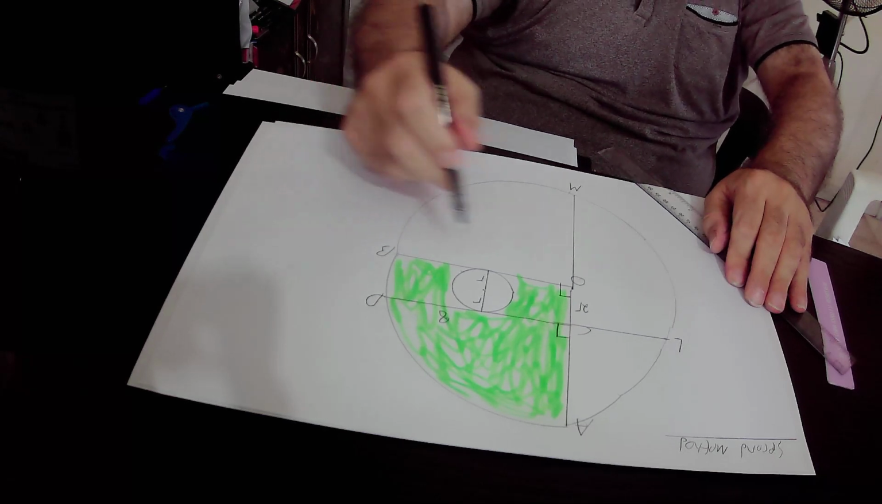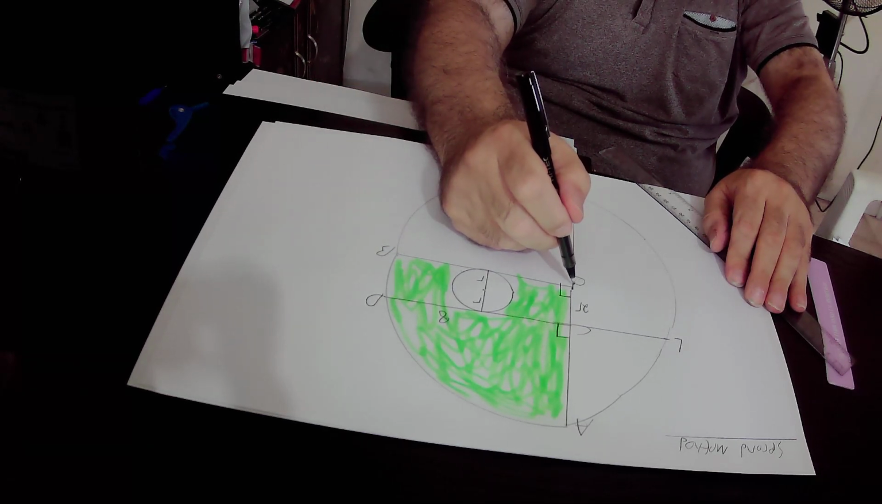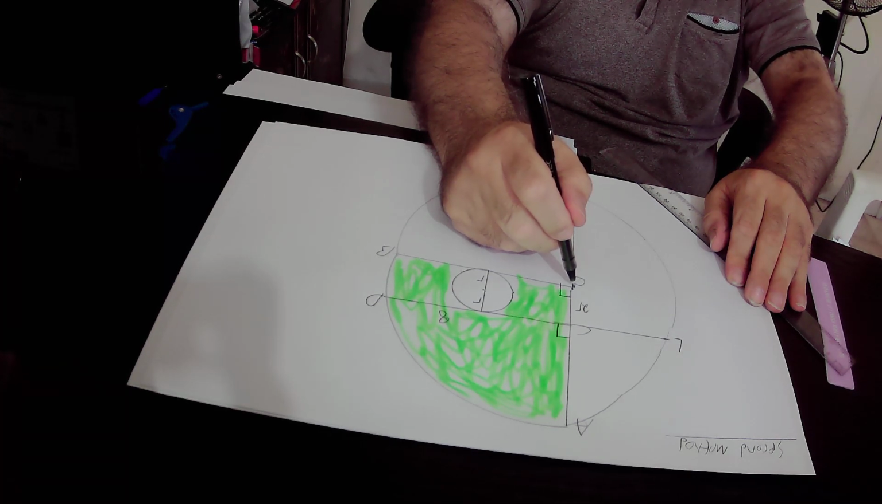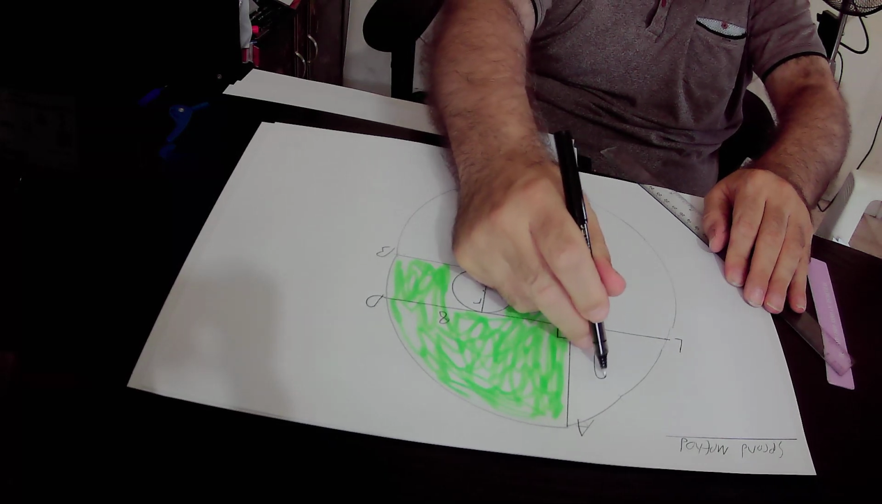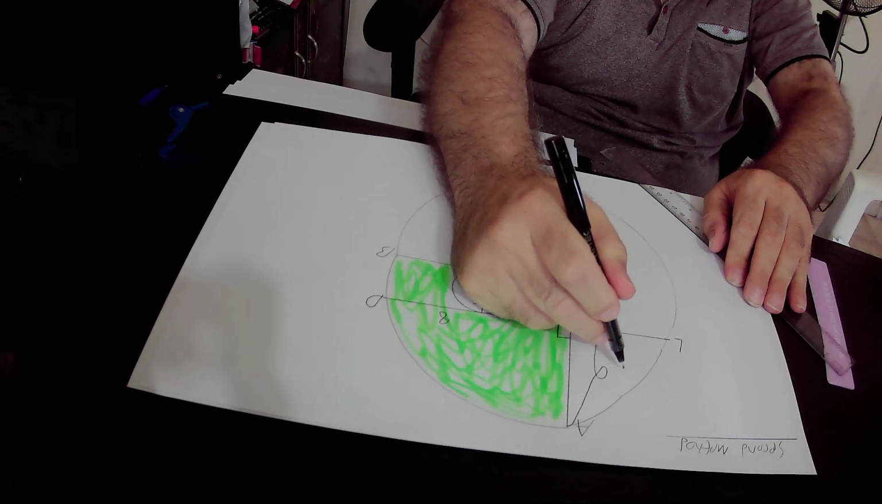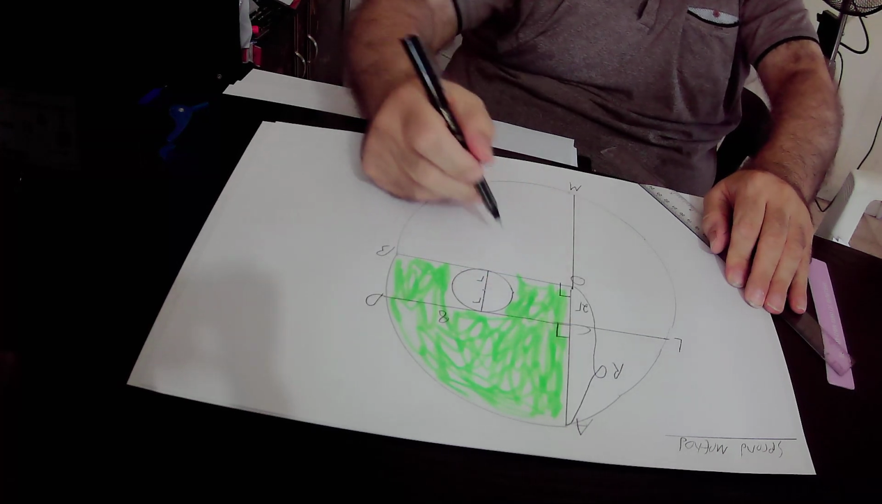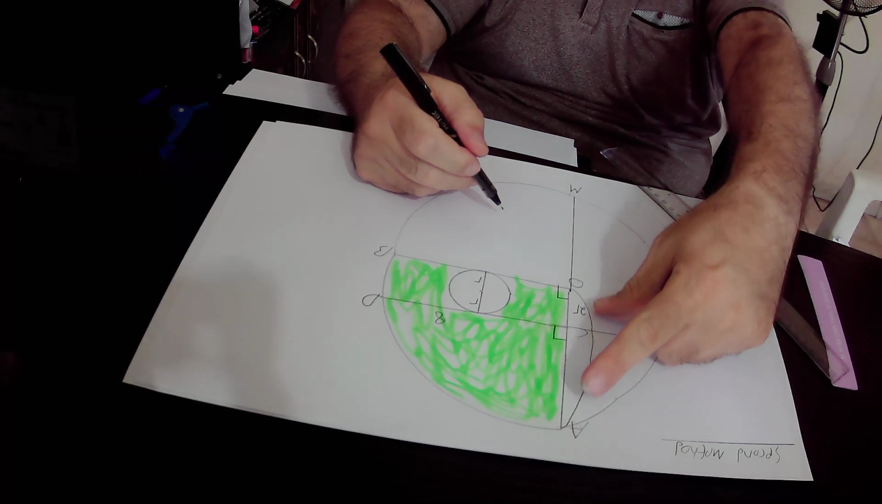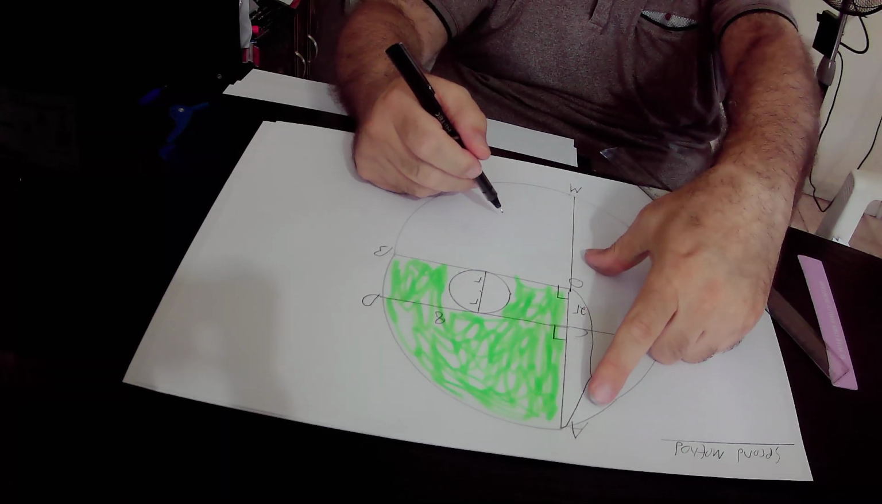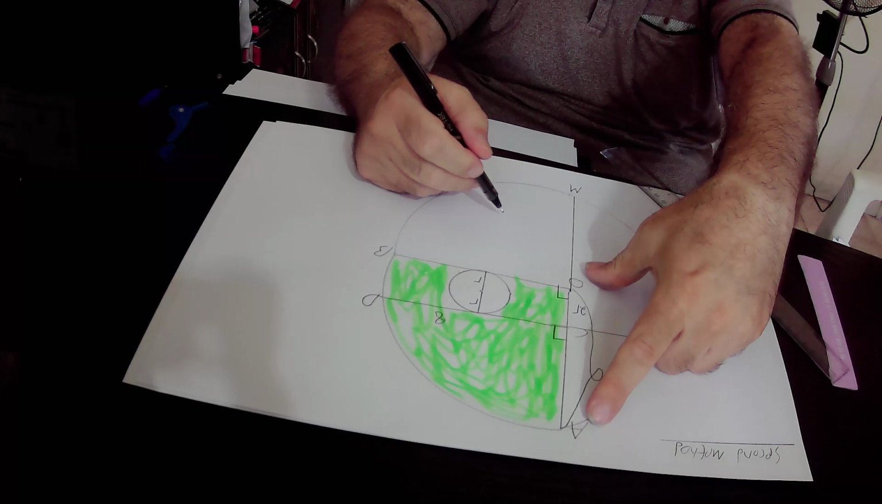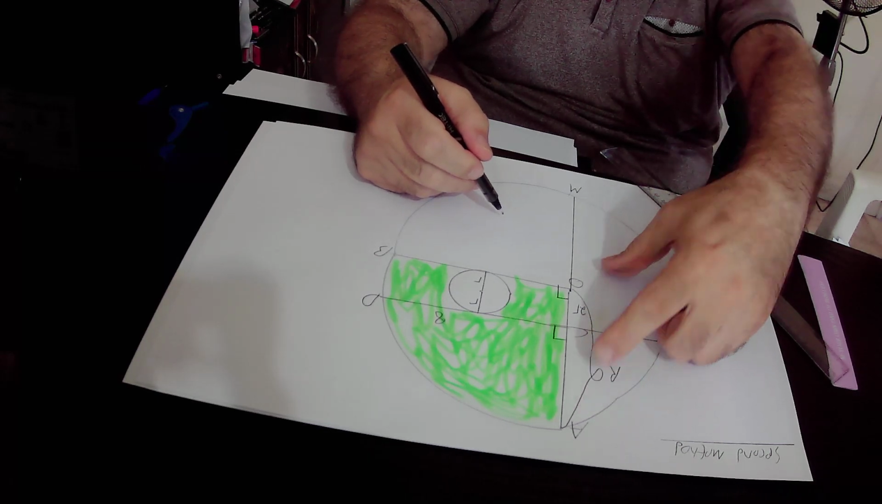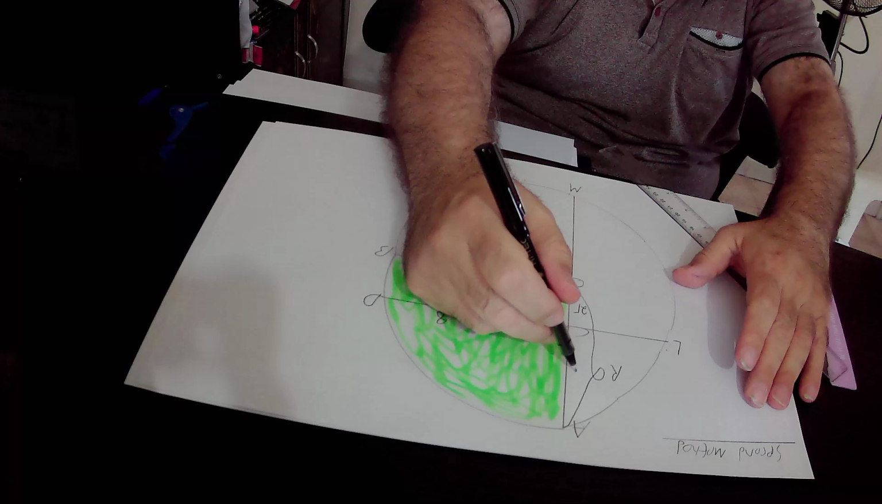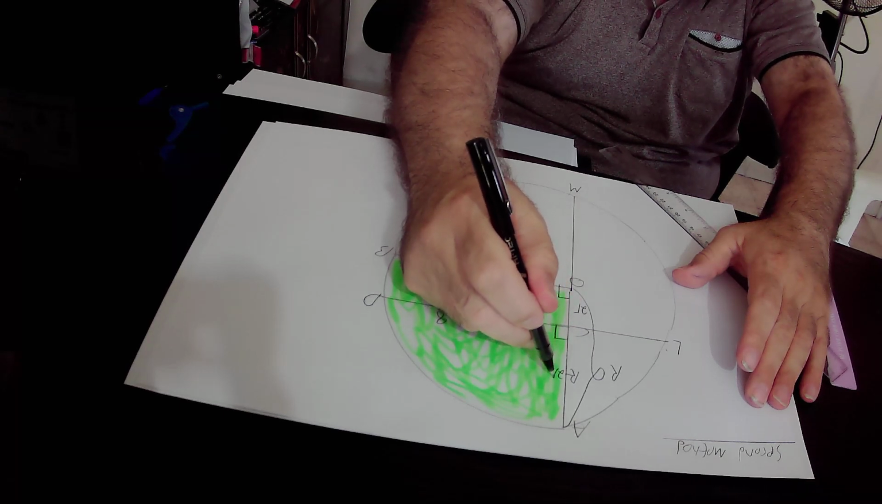We know that AO is the radius of the big circle, that is equal to capital R. So AO equals capital R, CO equals 2R, therefore AC equals AO minus CO. Again, AC equals AO minus CO, that is to say, capital R minus 2R.